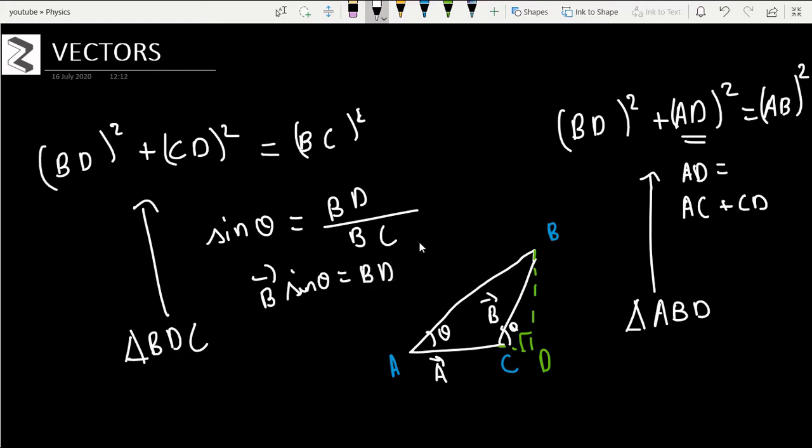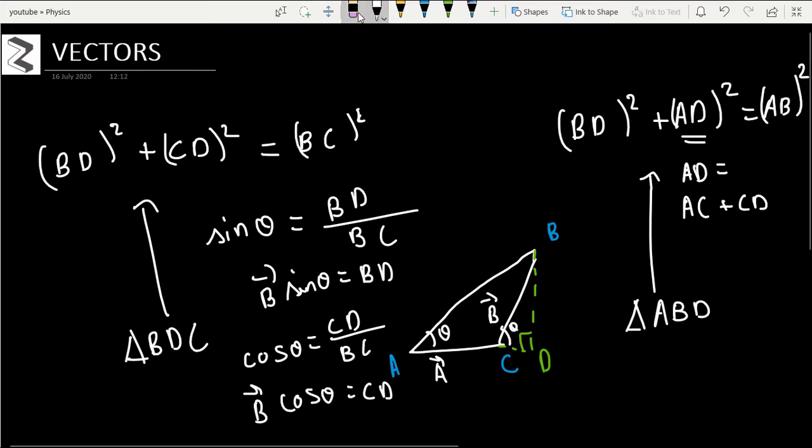And cos theta will become CD by BC. BC is nothing but vector B. So it will become B cos theta is equal to CD. Now we got this. Now we can substitute these values of CD and BD in these equations.